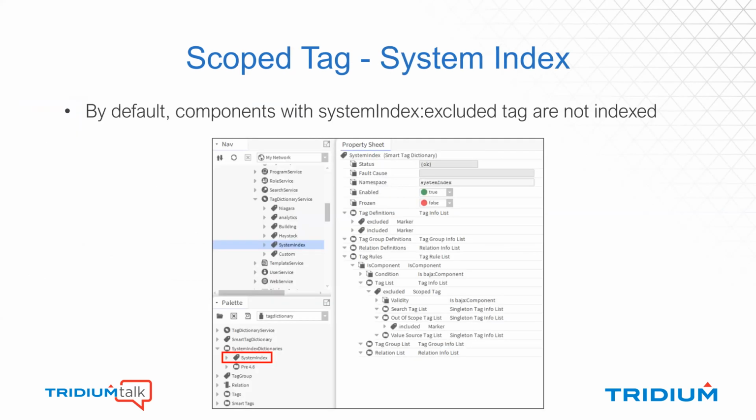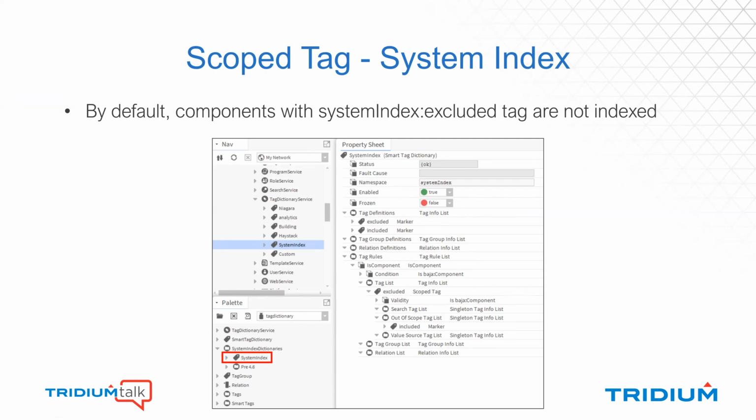In a station, one reason you might use a scope tag is for system indexing. So under the tag dictionary palette, there is a system index dictionary you can drag into your tag dictionary service. And it adds 2 tags, an excluded and included marker tag. And the tag dictionary also includes a tag rule that implies an excluded scope tag.